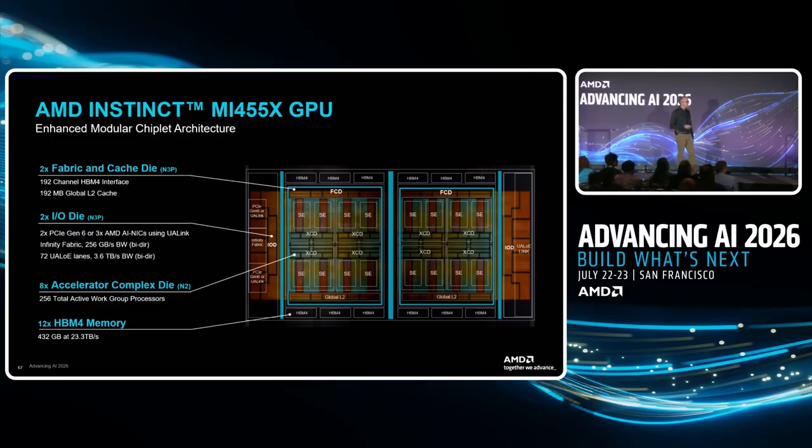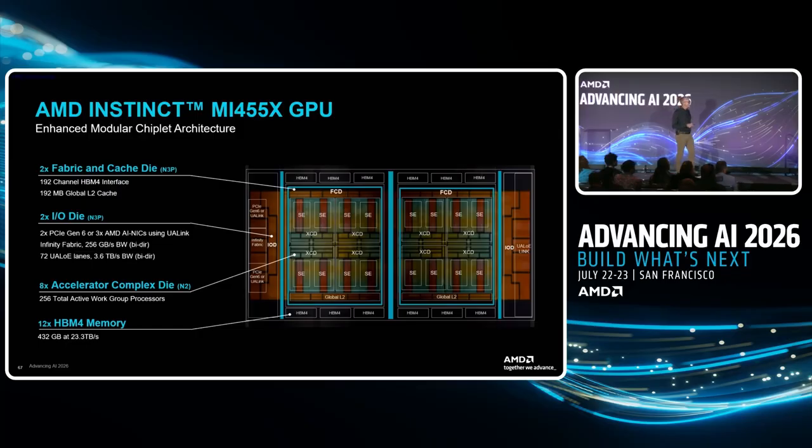Each of these FCDs has 6 of these HBM4 sites, and together they bring together the 12 HBM4 stacks of memory that we talked about in the keynote earlier, and also 8 of these XCD chiplets. You can see within each of these chiplets we have 2 shader engines, and these shader engines hold the workgroup processors that are the fundamental building block of the CDNA5 architecture, which is what we're going to talk about.